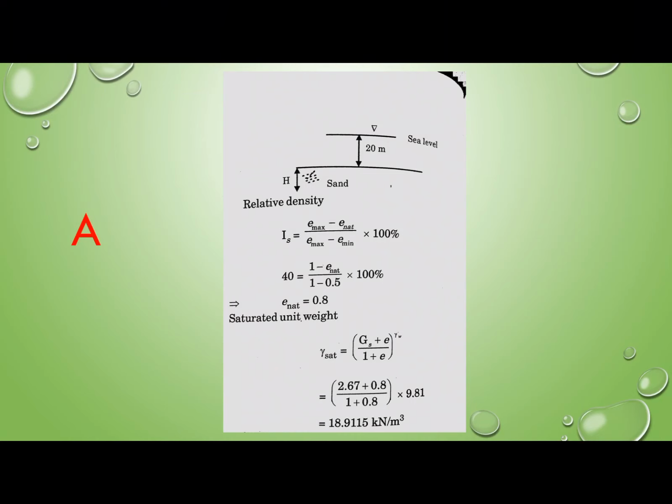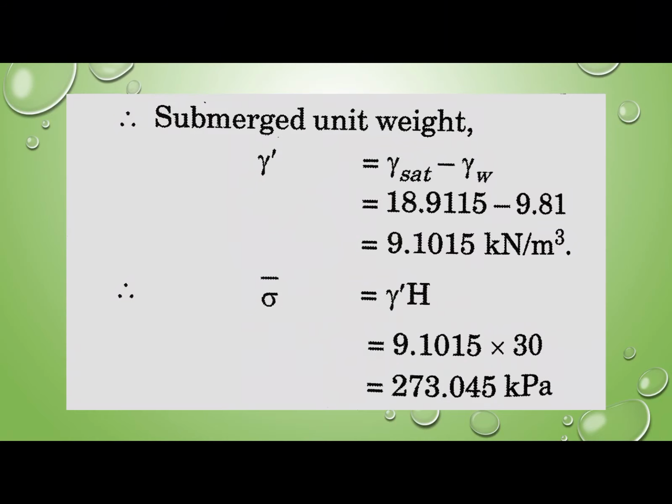So just substitute the value for e natural as 0.8 and for specific gravity G as 2.67, and gamma w is given in the question as 9.81. So the answer for gamma saturated, or the saturated unit weight, is 18.9115. Next we should find out the submerged unit weight.